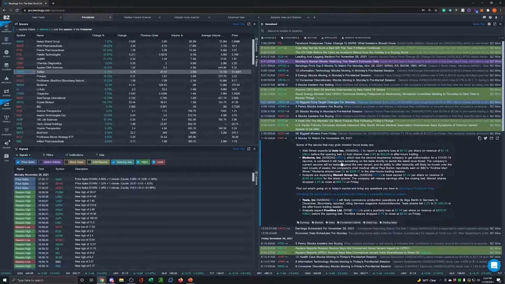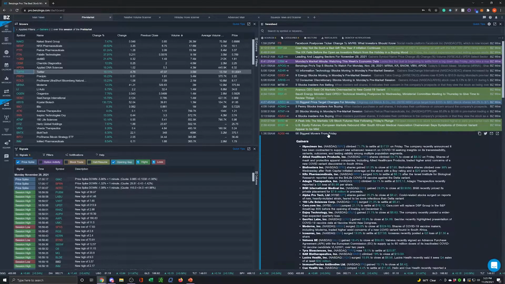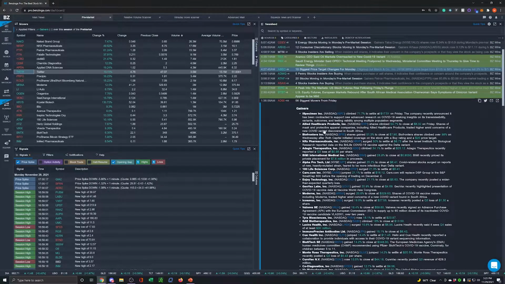For example, MRNA was one of those. It shows you the 56 biggest movers from Friday, which is usually the movers from the previous trading day. This is one of my favorites because I get to see if I missed out on any stocks on the previous trading day. And if the news is bullish enough, I will be looking to integrate it onto my watch list and potentially trade it.